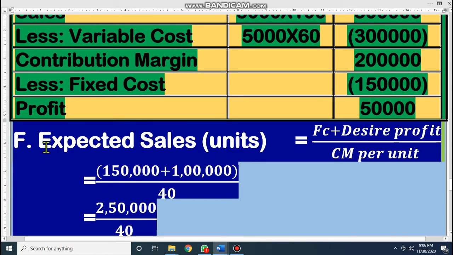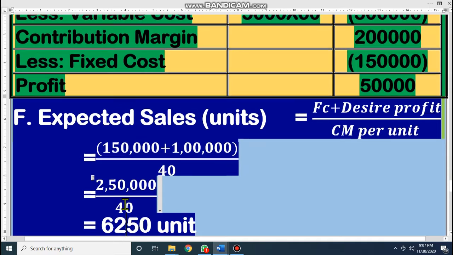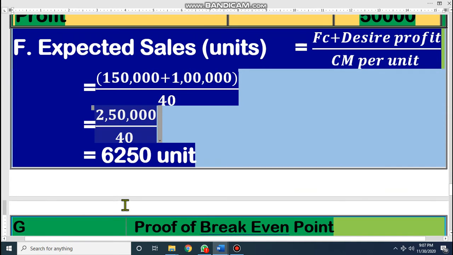I will help you. Dear student, now expected sales, another name is required sales. The formula is fixed cost plus desired profit, divided by CM per unit. Fixed cost, you know that 1,50,000. Desired profit, in the question it is given they would like to earn profit 1 lakh taka, and CM per unit is 40. So 2,50,000 divided by 40, the answer is 6,250 units. That means if they can sell 6,250 units, they can earn the desired profit 1 lakh taka.